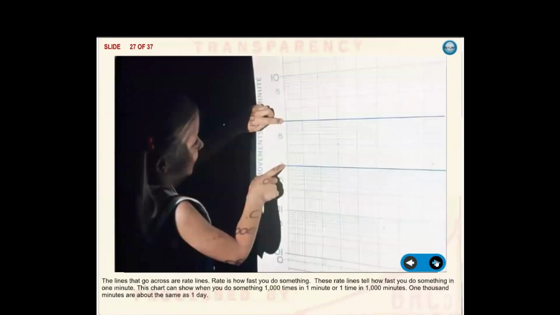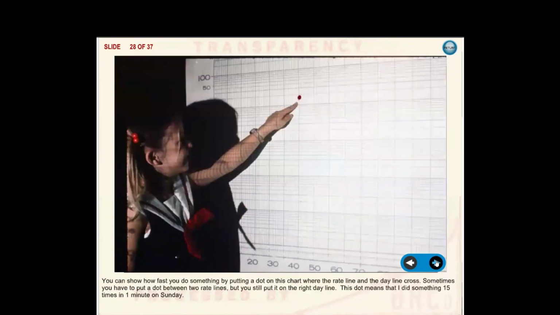The lines that go across are rate lines. Rate is how fast you do something. These rate lines tell how fast you do something in 1 minute. This chart can show when you do something 1,000 times in 1 minute, or 1 time in 1,000 minutes. 1,000 minutes are about the same as 1 day. You can show how fast you do something by putting a dot on this chart where the rate line and the day line cross. Sometimes you have to put a dot between 2 rate lines, but you still put it on the right day line. This dot means that I did something 15 times in 1 minute on Sunday.